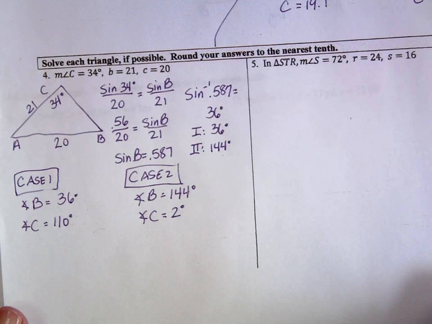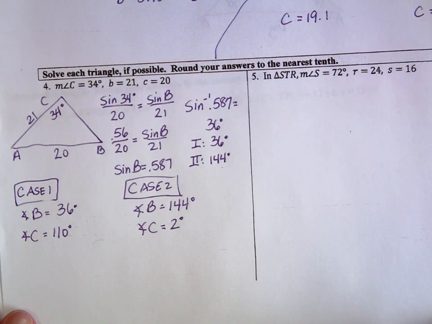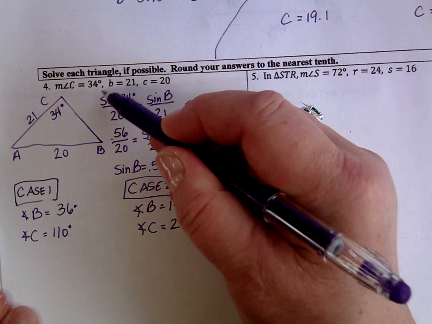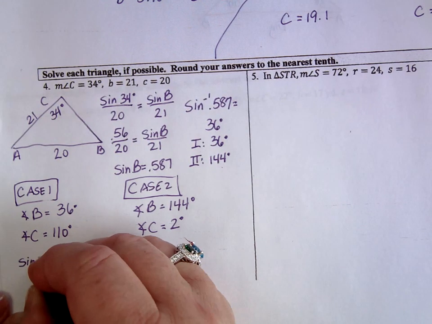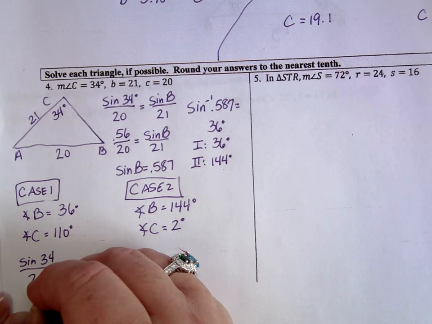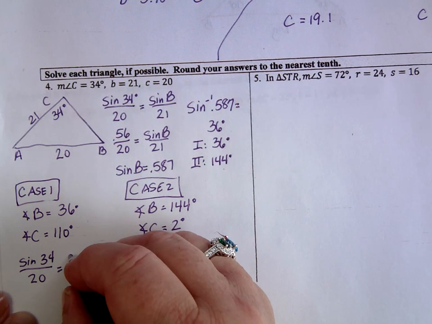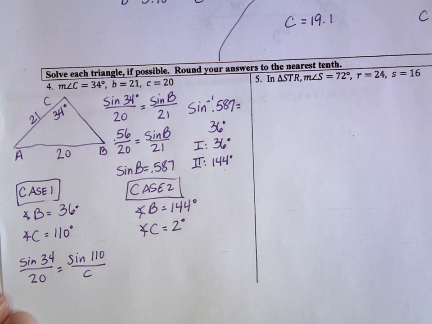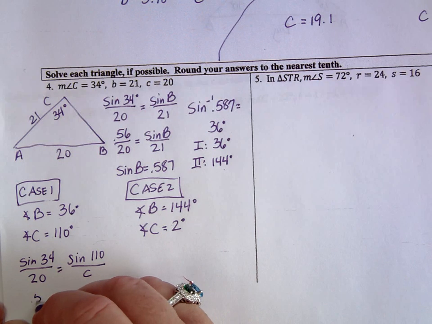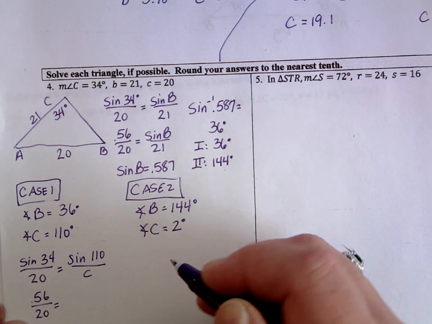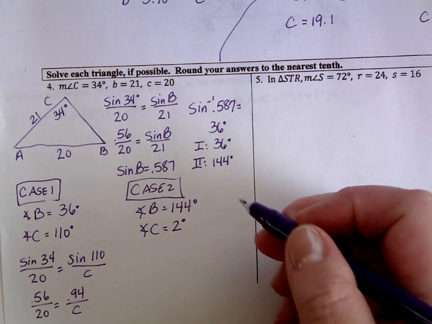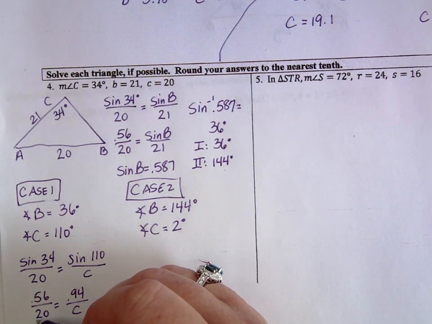Now I have to figure out little c based on these two pieces of information. So if I go back to the very beginning, use my beginning fraction, the sine of 34 over 20 equals, I'm looking for little c, so the sine of 110 over little c. So I go to the calculator. I already know that this is 0.56. Don't recreate the wheel. Sine of 110, go to your calculator. You get 0.94 over little c. Cross multiply. 0.94 times 20 divided by 0.56.